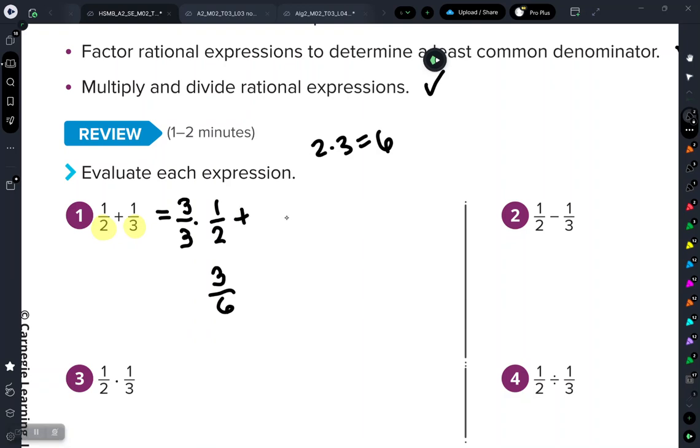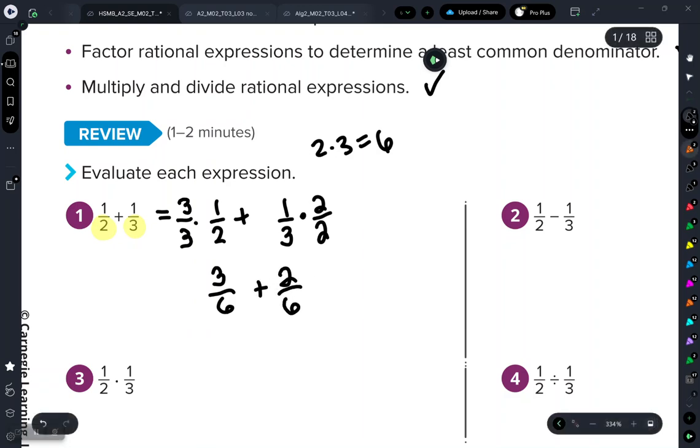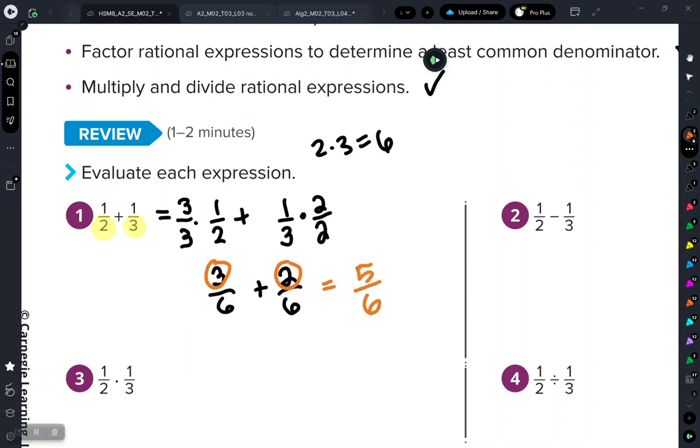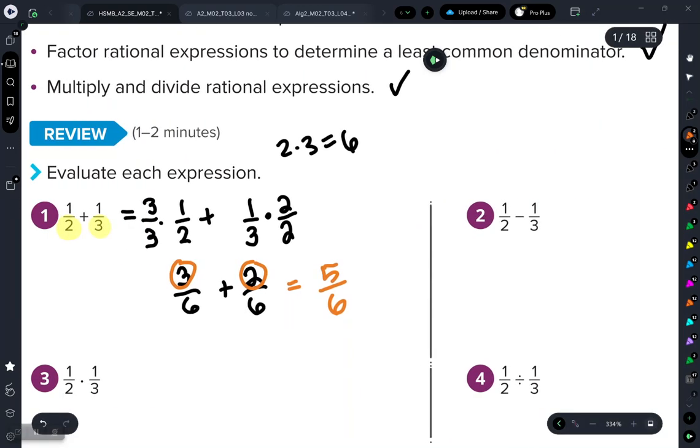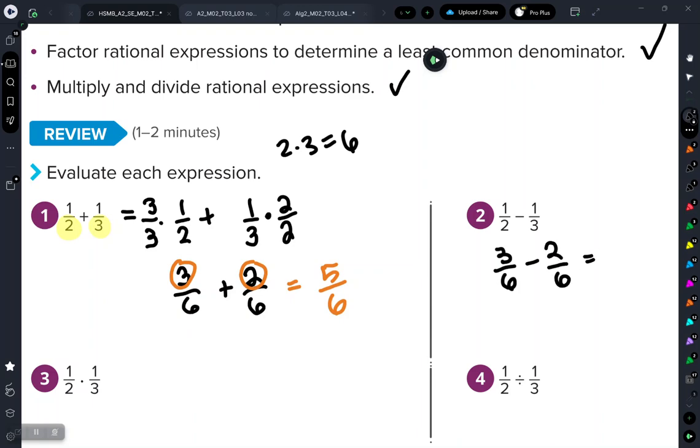And then we have this third. I'm going to multiply by 2 over 2, which is just a fancy version of a 1, so that it becomes 2 over 6. Now they're both like denominators. So I have 3/6 and 2/6, which gives me 5/6. Subtraction is the same way. We would have the same common denominator, and it's still 1/2 and 1/3, so it would be 3/6 minus 2/6. The only difference is we're subtracting, and that gives me 1/6.